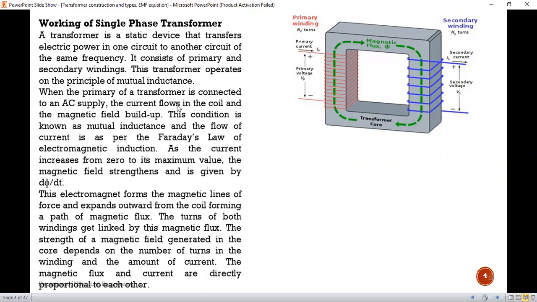It will transfer electrical power from one circuit to another circuit with a change in its voltage and current, but without change in its frequency. Okay, see, in the construction of the transformer, it has two windings. This figure shows the construction diagram of a single phase transformer. So this part, this box, is nothing but an iron core.